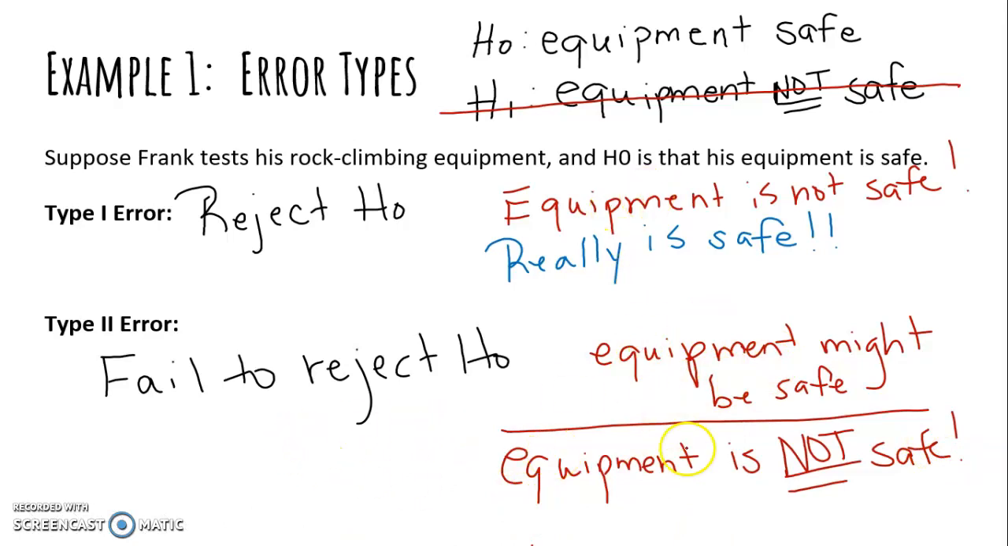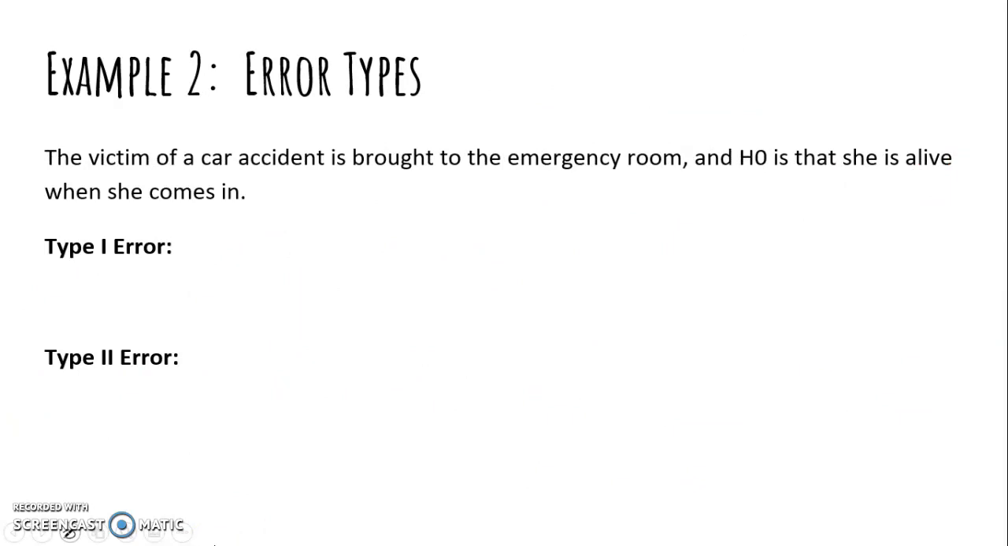So those would be examples of type 1 and type 2 errors and what they would mean for this particular situation. Okay, so type 1 and type 2 errors for the victim of a car accident who is brought to the emergency room, and the null is that she is alive when she comes in. So pause the video and see if you can figure out what a type 1 error would be and what a type 2 error would be. And when you come back, we will have the answer.